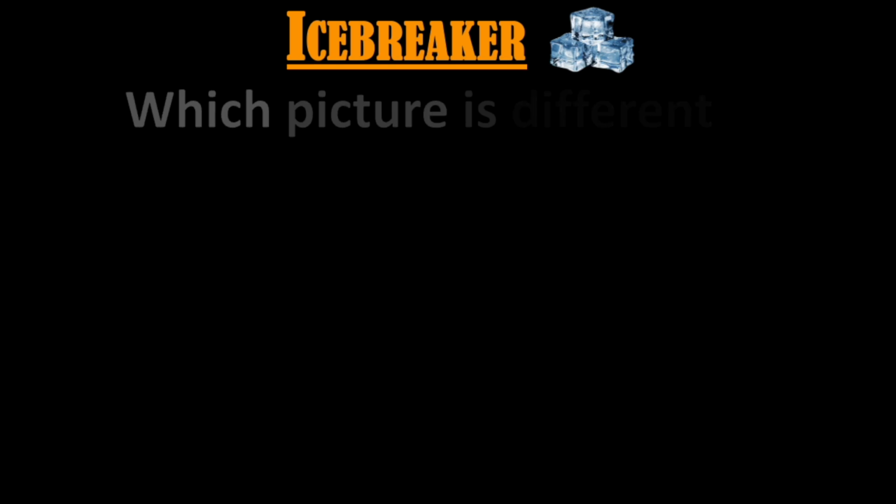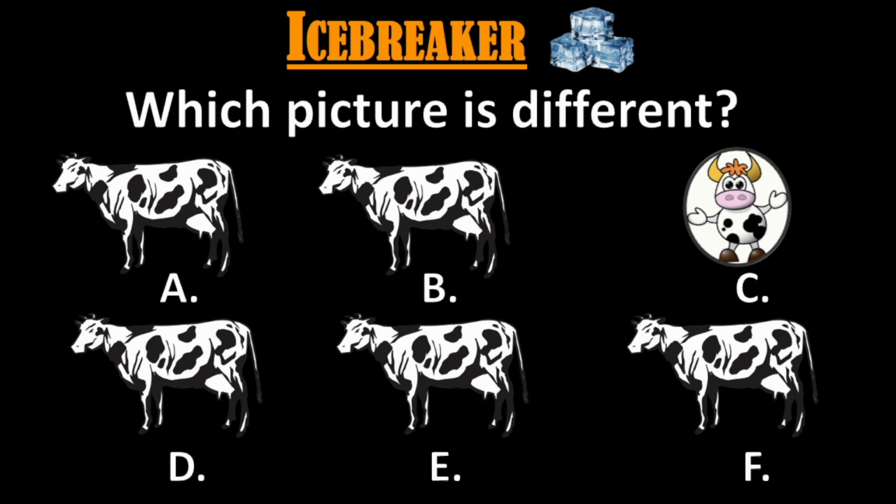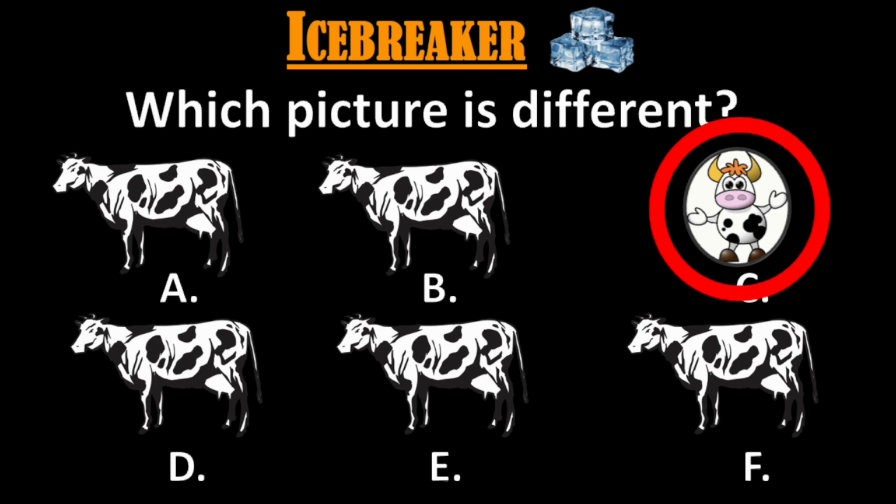Well, let's do another one. In this, which picture is different? Take your time. I know how difficult these can be. And the answer to this one is C. And you can see why, right? Because this cow is standing up on two legs, right? And he has yellow horns.